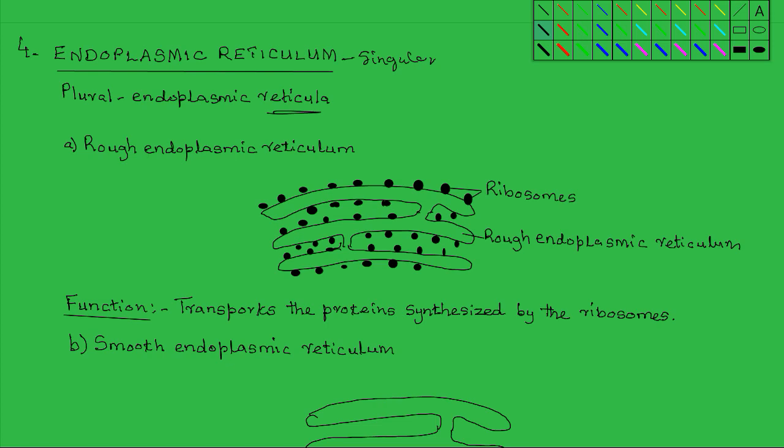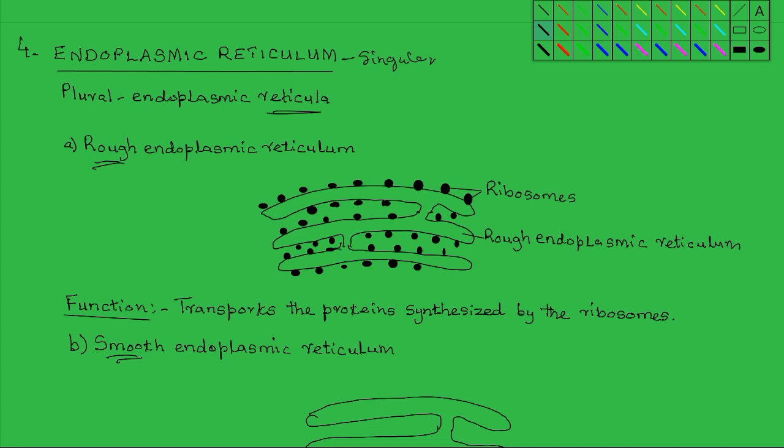The cavities and tubes form a system of interconnected channels within the cytoplasm. Now, the endoplasmic reticulum may be continuous with the nuclear membrane or the cell membrane. There are two types of endoplasmic reticulum: rough endoplasmic reticulum and the smooth endoplasmic reticulum.